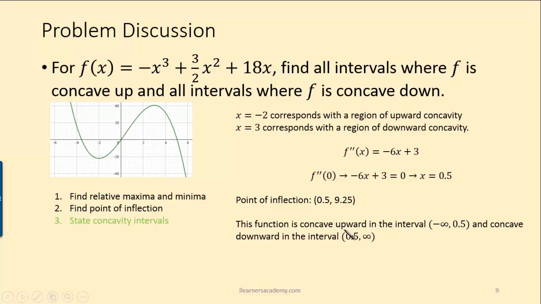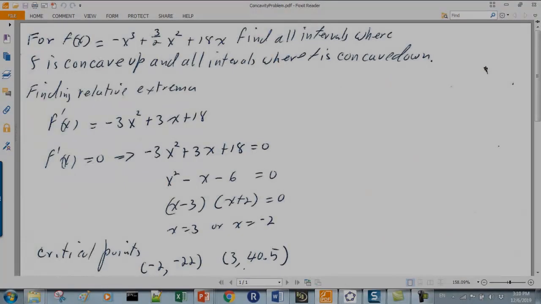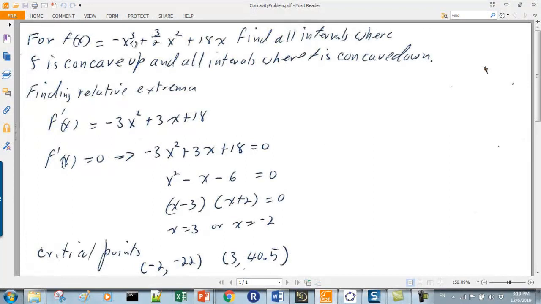It's going to be concave upward from negative infinity all the way to 0.5, and downward from 0.5 all the way to positive infinity. So what I want to do now is just take a look at how, say, a student would do this, without having this graph or anything. So here we have the problem written in my very horrible handwriting.